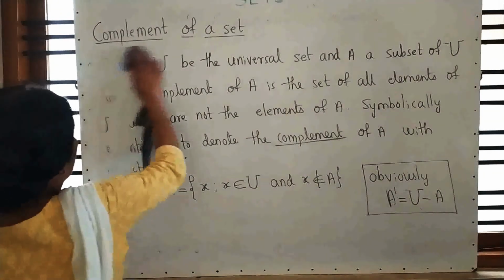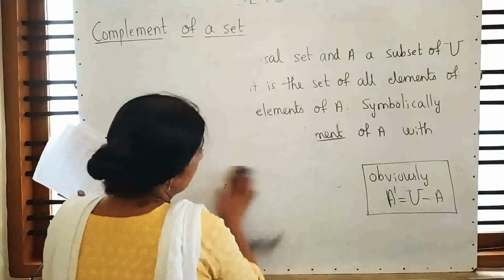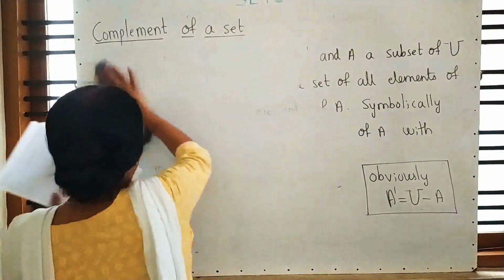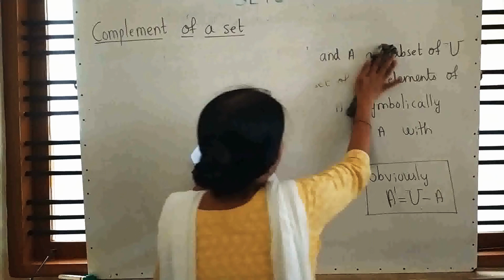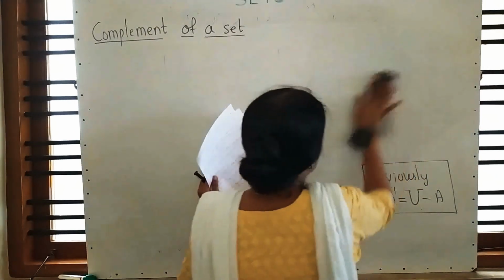Write down the example. If you solve the example, then you are thorough. It is a difference only, but it is not the difference between any two sets. It is a difference between the given set and the universal set.